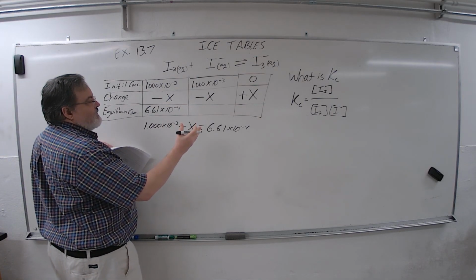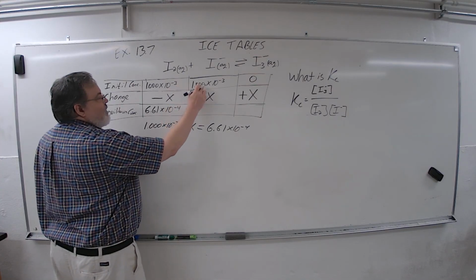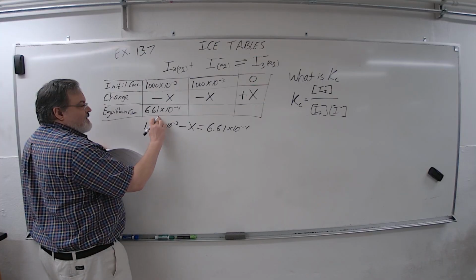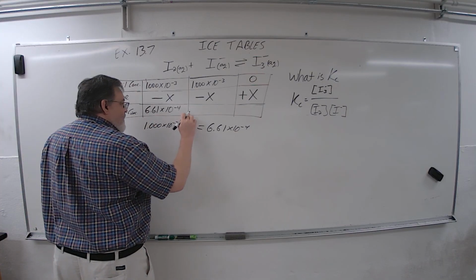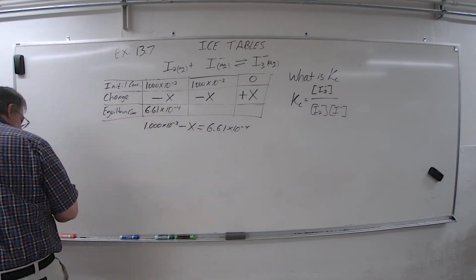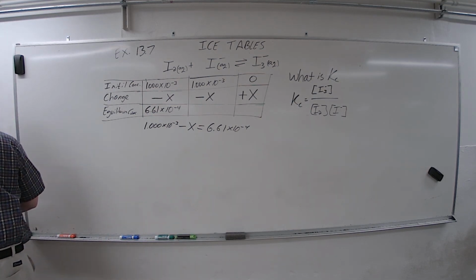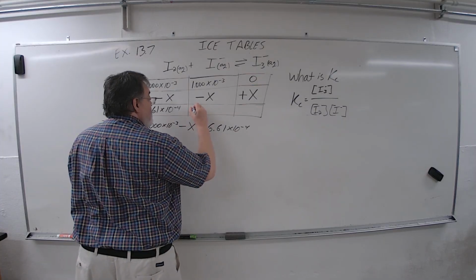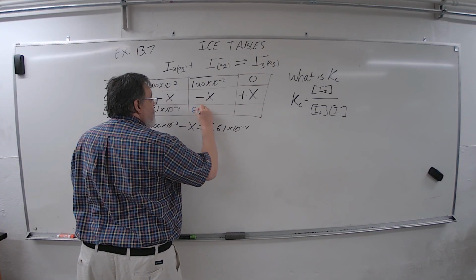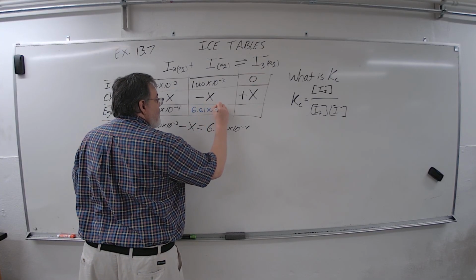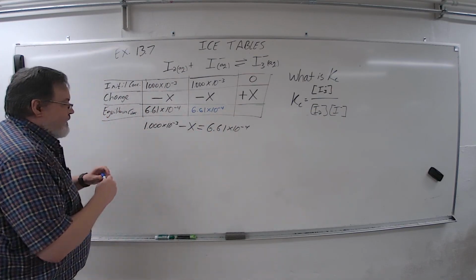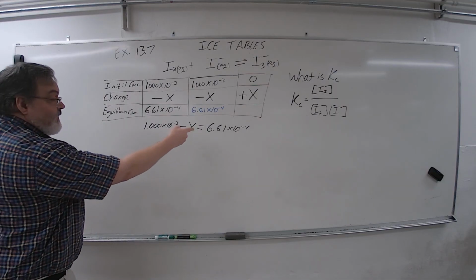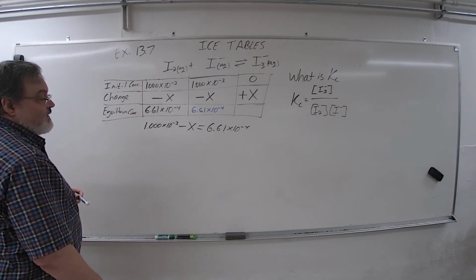So you could solve for x here, but let's do this. And maybe this was obvious from the beginning. But these two started at the same value. They're both minus x. This one ended up 6.61 times 10 to the negative 4. So we know necessarily that that next one is 6.61. That one must necessarily be true. So there's one that we weren't given. All right, if we solve this for x, then we can solve the rest of this.